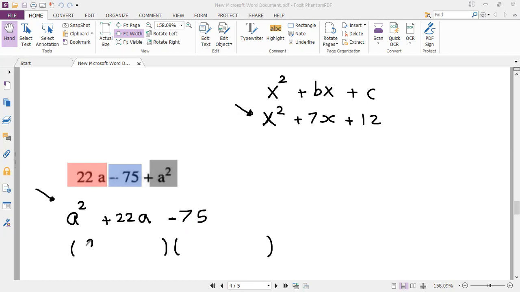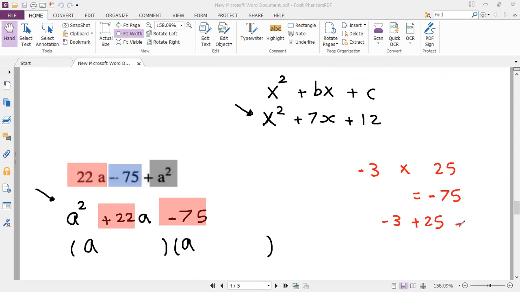So a squared is a multiplied by a. And I want to get two numbers, their product negative 75 and their sum 22. After trying many trials, you will end up with negative 3 and 25. If you multiply negative 3 times 25, negative times positive is negative, and 3 times 25 is 75. And if you add negative 3 plus 25, it equals 22. So I'm right. You write here negative 3 and plus 25. That's it.